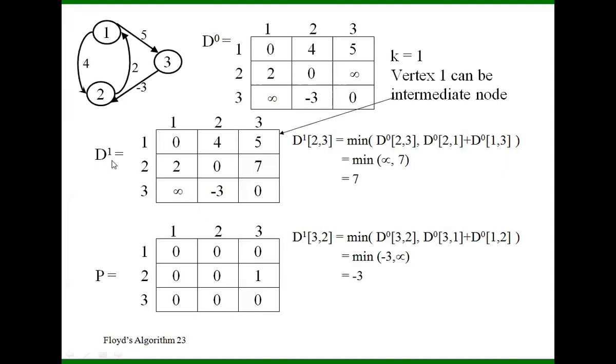Now suppose D1. What is the weight matrix? Suppose you want to calculate vertex 1 to vertex 2. That is 4, already there. Since D1, 1 means vertex 1.